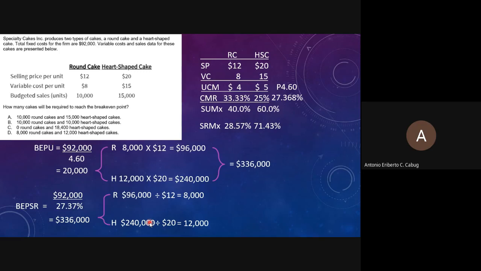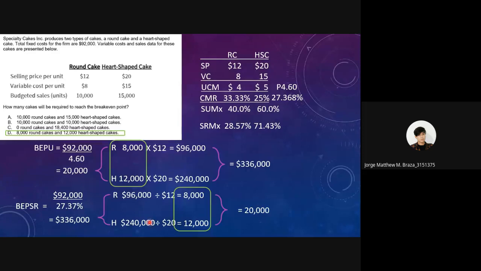The break-even point in units is 20,000. So very good. The correct answer is letter D. Reach the break-even point. Wala kang lugi, wala kang kita, zero profit or loss. Round-shaped cakes, 8,000. Heart-shaped cakes, 12,000. The following are the supporting calculations.